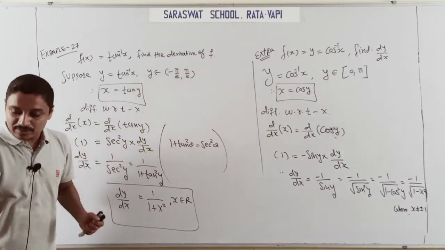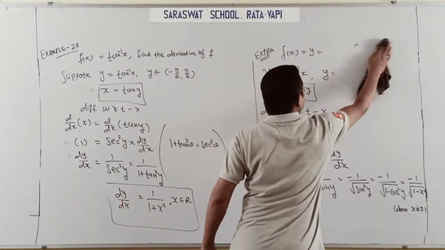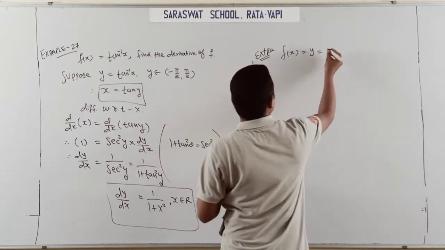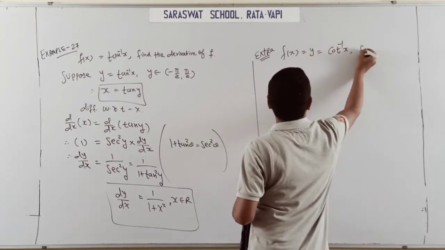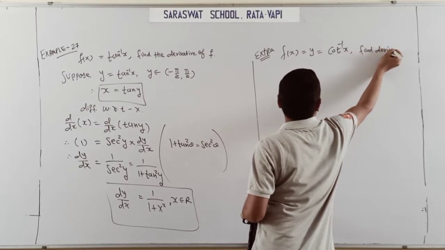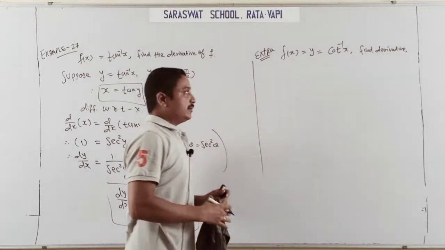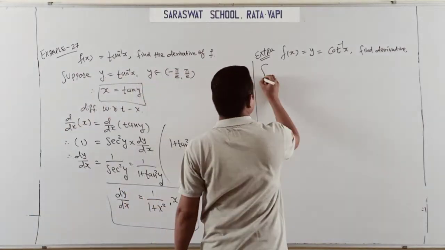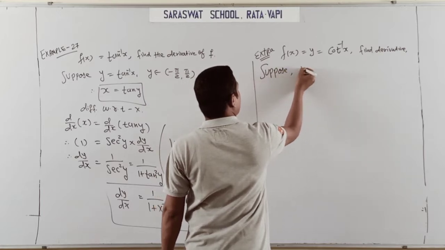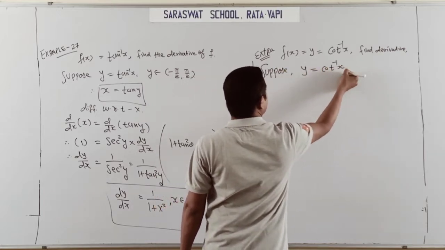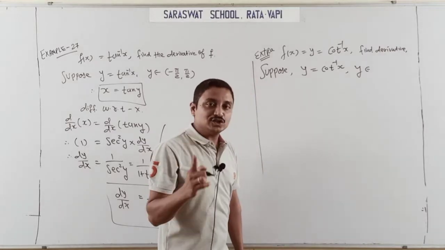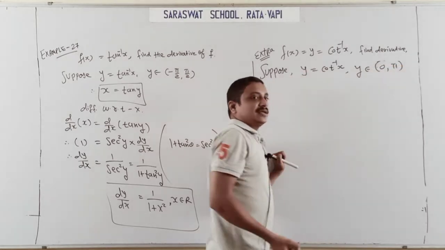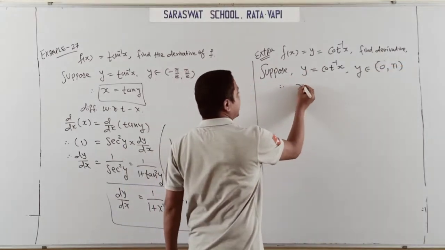Now I am going to say one of the expressions. What? Yes, it is cot inverse x. Same as I explained, y is equal to cot inverse x. Find out the derivative. Similarly, suppose y is equal to cot inverse x, where y belongs to the range of cot inverse, the open interval 0 to pi.